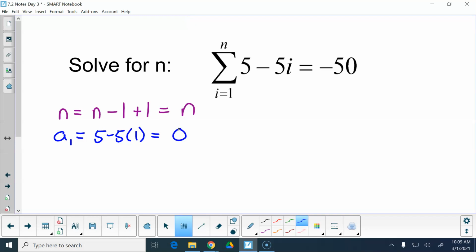What else do I need? What's the third piece of data that I need? The last term. How am I going to find the last term? How did we do it last week? So we plug the top term, or what's on top, right? We plug it, which in this case is the amount of terms, yep. So that would be 5 minus 5 times n, which is 5 minus 5n.